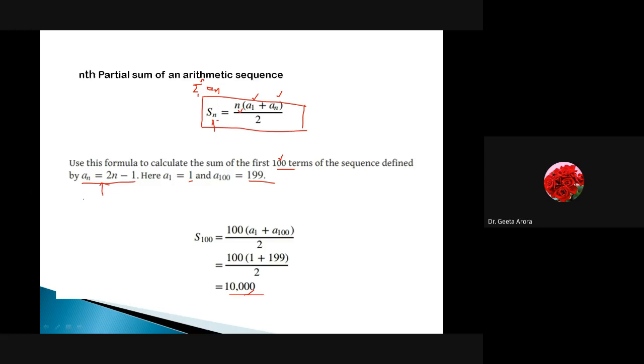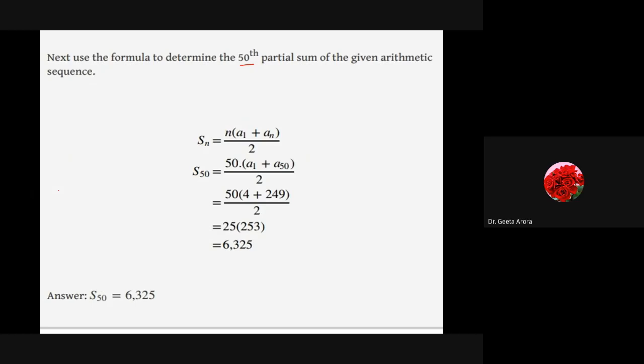So if this sequence is there, I can put n as 1. By putting n as 1, I will get 2 minus 1, that is 1. Similarly, if I put n as 100, I get 200 minus 1, which is 199. So just by putting in n, a1 and an, and calculating this simple formula, I will get the sum of the first 100 terms of this sequence. Correct? To make it clearer, let's see the next one, and if you still have any confusion, you can ask me.